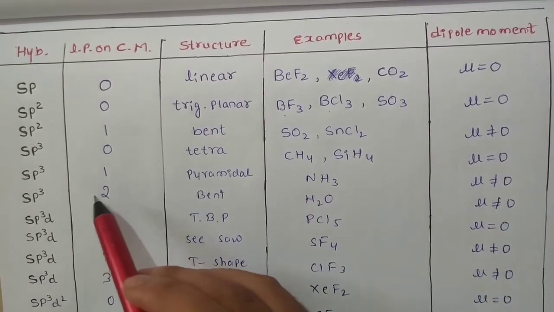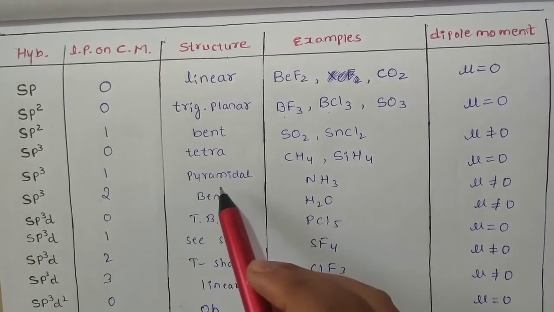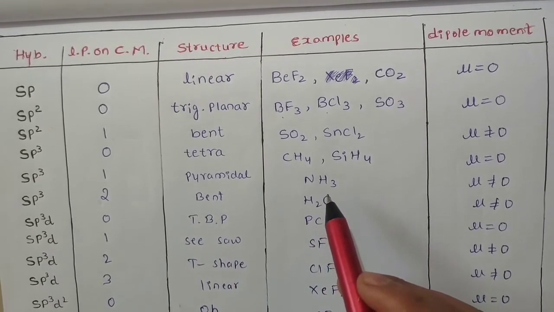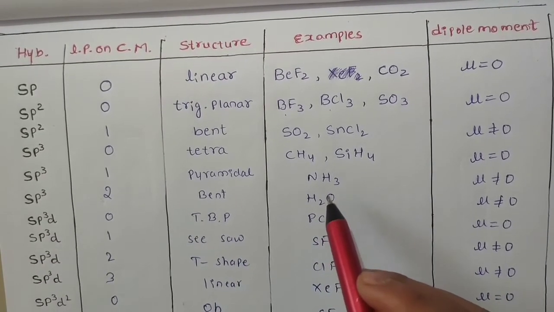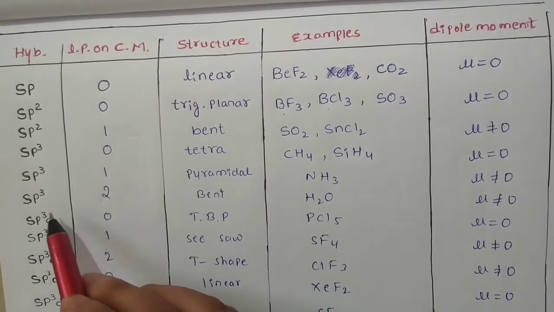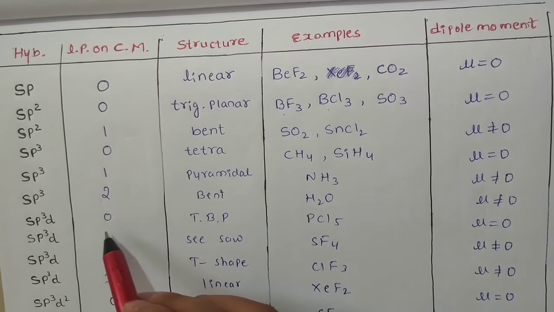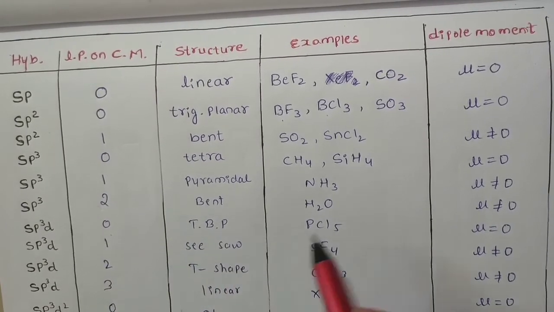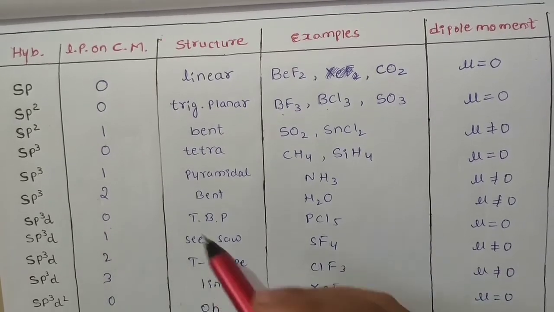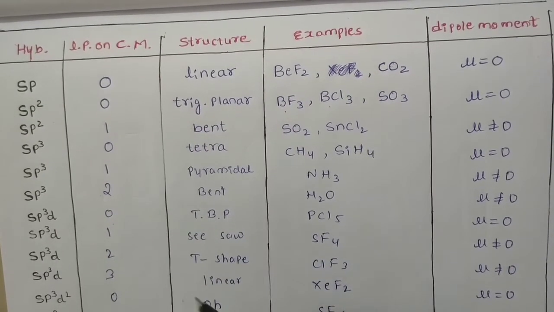When in sp3 only one lone pair is present, that is called pyramidal. An example is NH3. You know that NH3 is polar in nature, so its dipole moment is not equal to 0. And again, come to sp3d, where the number of lone pairs is 0: trigonal bipyramidal. An example is PCl5, and its dipole moment value will be equal to 0. So I have given the information based on all of this.